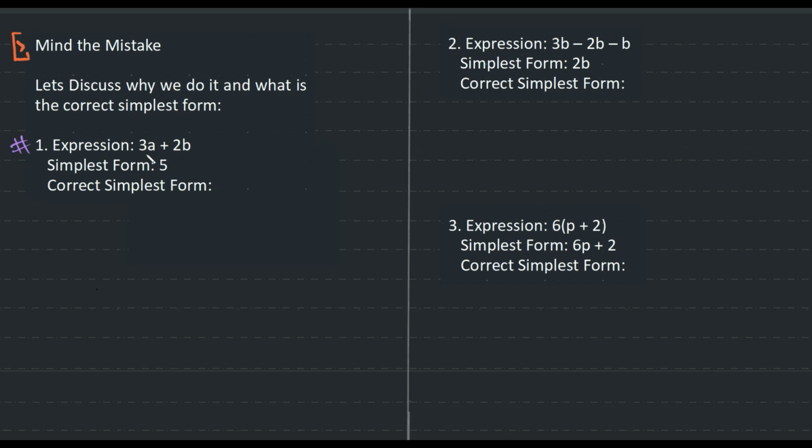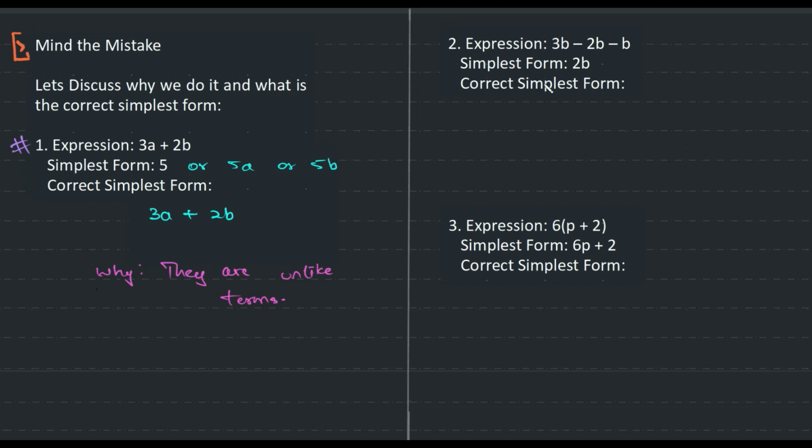So what we have here is 3a plus 2b. So what is the exact answer over here? I hope you guys thought about that. Generally people end up writing 5, if not 5a, if not 5b. The actual answer is 3a plus 2b. Why? Correct. They are unlike terms. These two are unlike terms, so we can't simplify it further.